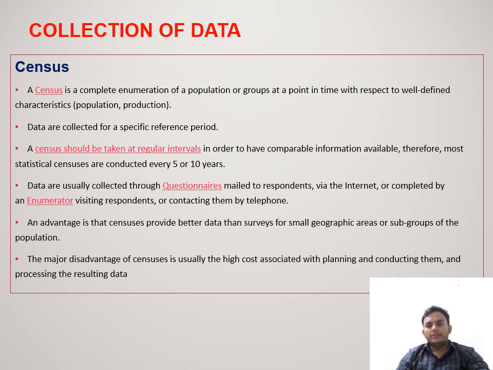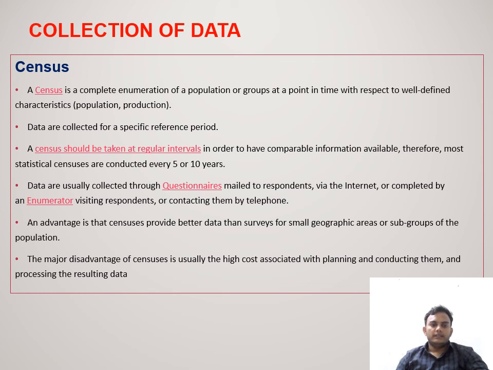There is also one method which is used by government agencies, which is census. A census is a complete enumeration of a population or groups at a point in time with respect to well-defined characteristics, population and production. So data are collected for a specific reference period. A census should be taken at regular intervals in order to have comparable information available. Therefore, most statistical censuses are conducted every 5 or 10 years.